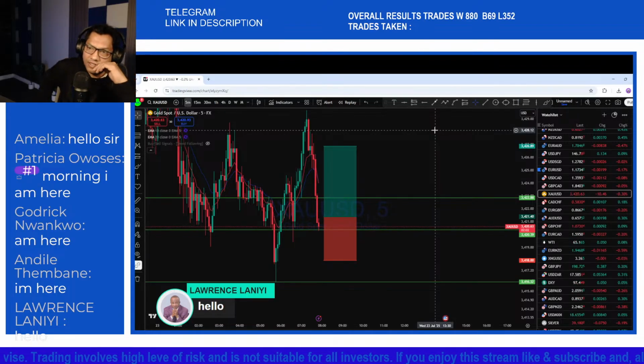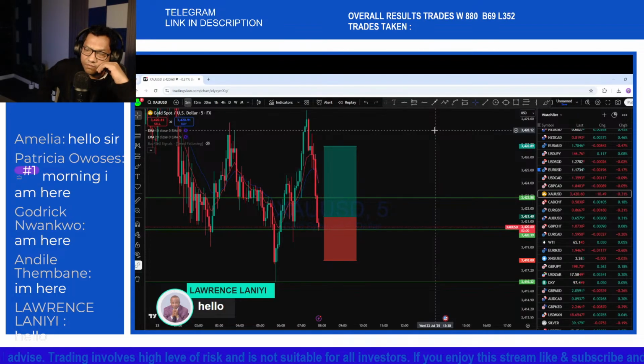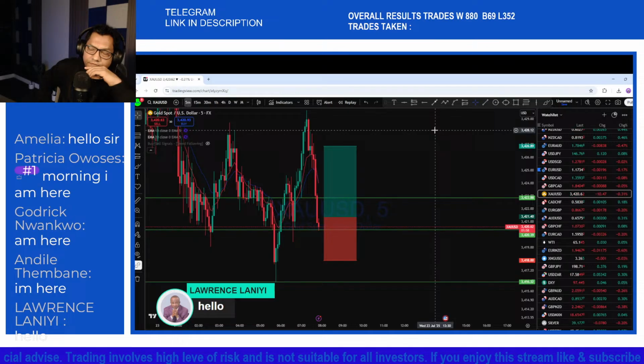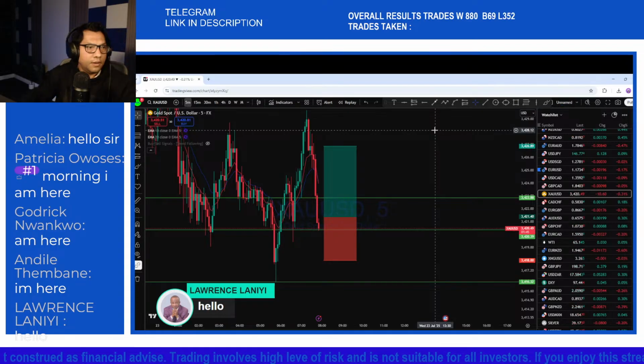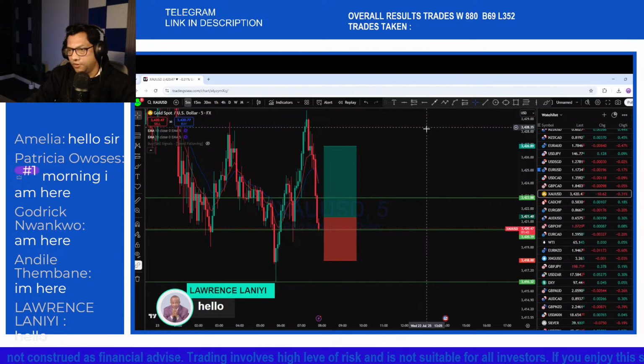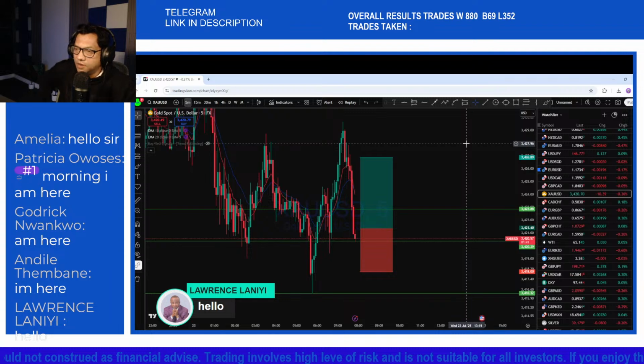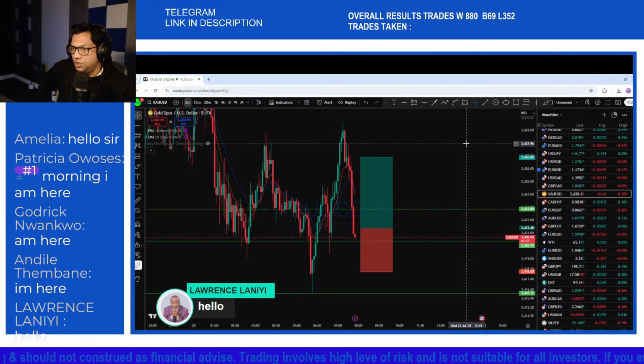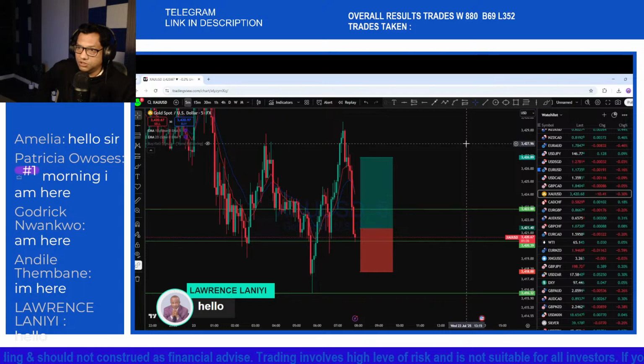Waiting for a rejection from this level after this deeper correction. Now this is the 4-hour support that you can see, and at that support we could see a potential rejection as this market is in a bullish trend.